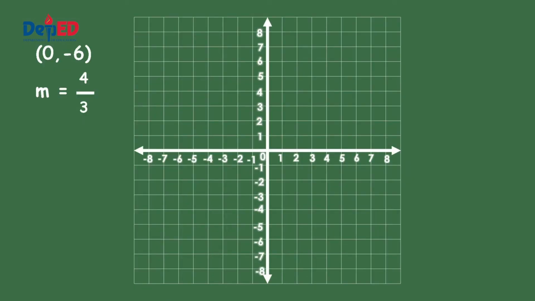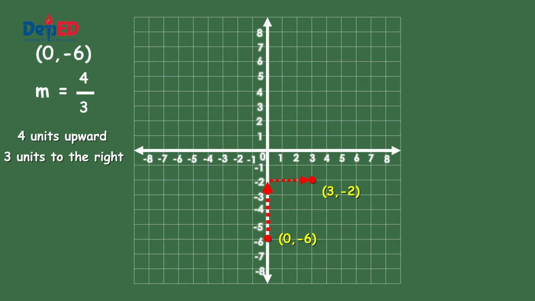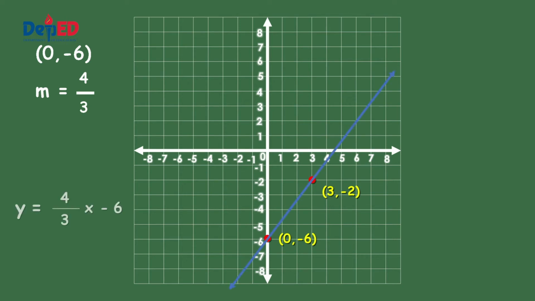So let's plot this. We have 0, negative 6 on the y-axis, which is the y-intercept. Then, from this point, we take 4 units upward, then 3 units to the right. This is now our second point, 3, negative 2. And connecting these points, we now have the graph of the linear equation y equals 4/3 x minus 6.